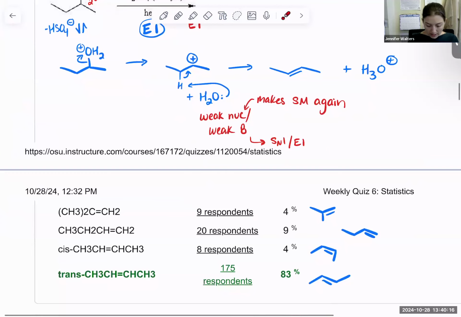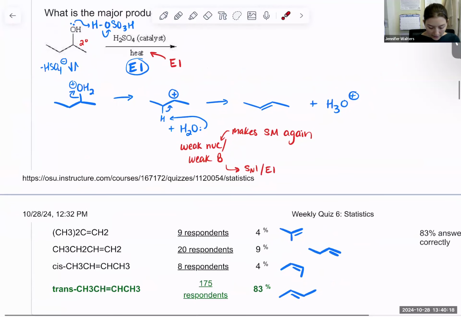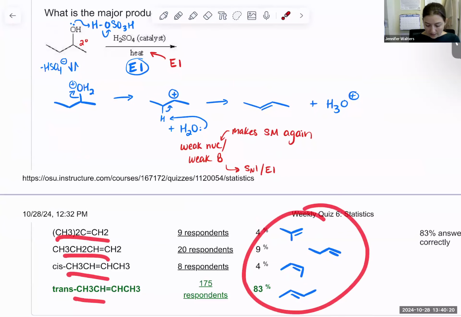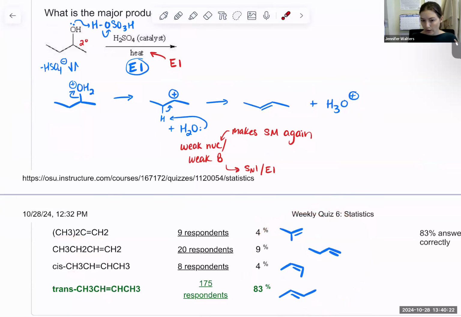So now we're going to consider our products. Out of these, it helps if you draw them into a line diagram to see it right away. This top one would have been if you had an alkyl shift, but if you did an alkyl shift here, that would have left behind a primary carbocation. So we're never going to have that shift to get to a less stable carbocation. So we're definitely not going to have any sort of alkyl shift.